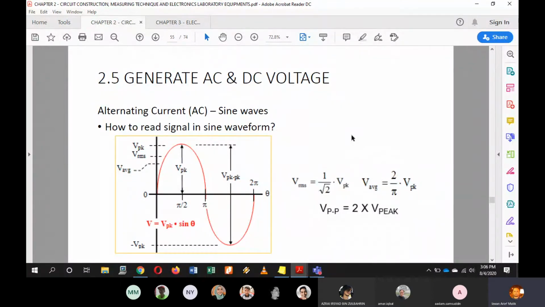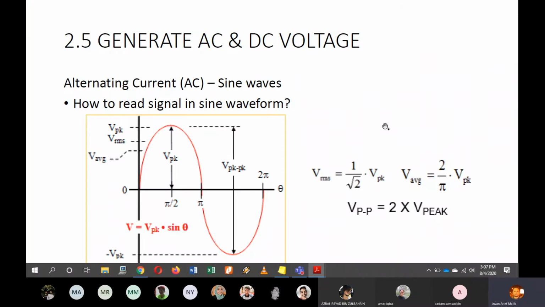Alright. Now we will go into our alternating current, our AC, and look more deeply into the characteristics of alternating current. So the first one that we are going to go through today is the sine waves, AC. If we have a sine wave, then we have to make sure that we know how to read the signal in the sine waveform.